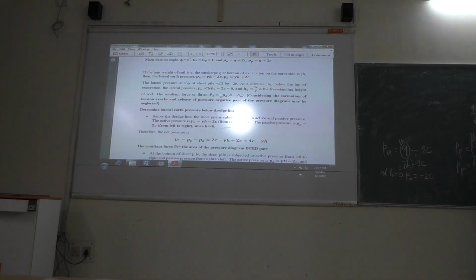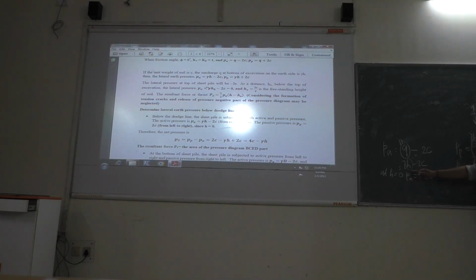The negative side, as this is the active side. Starting from the top of the excavation, the active earth pressure will be minus 2C, negative. If we go towards the bottom of the excavation, then obviously the H value will increase, from 0 to 1, 2, 3, 4, 5 like that, up to the level of the bridge line. All of you are getting that?